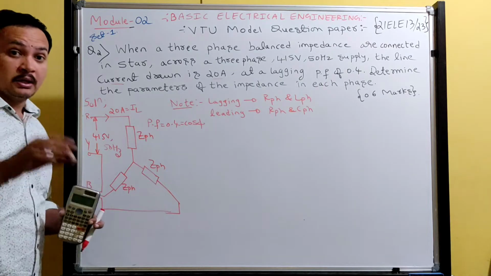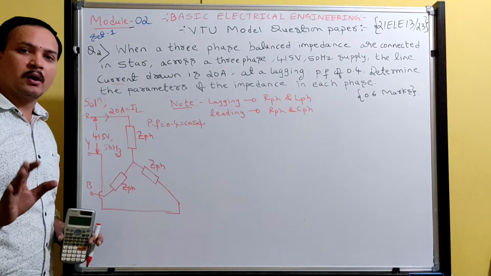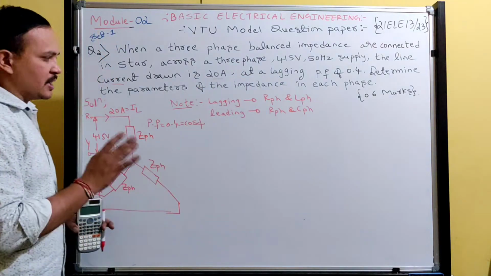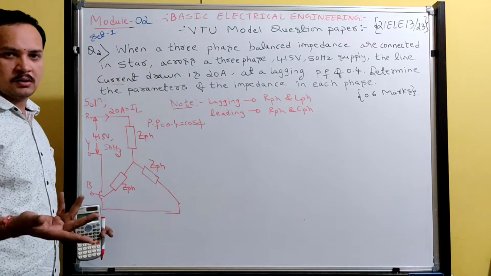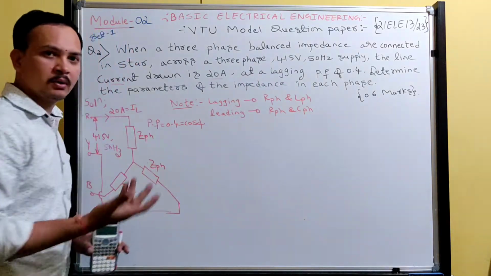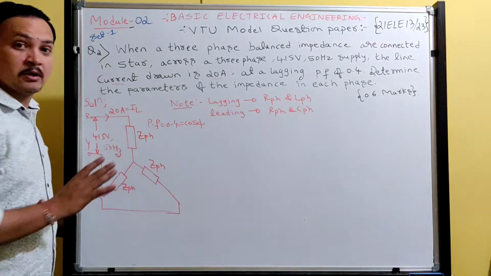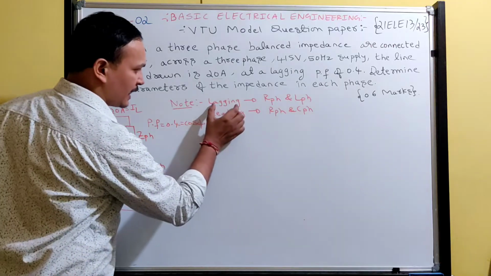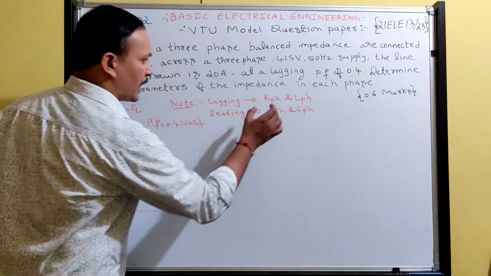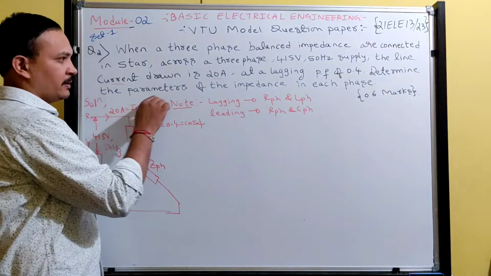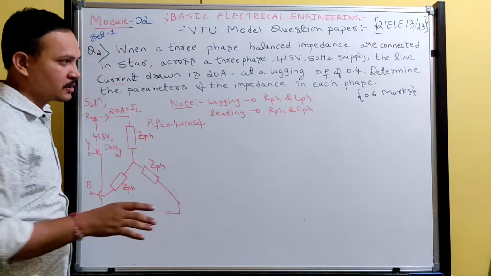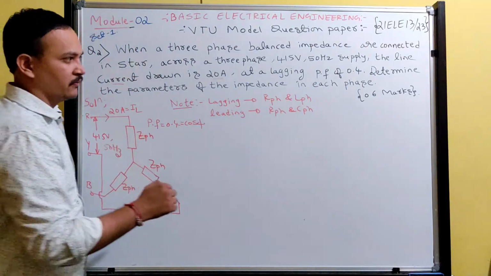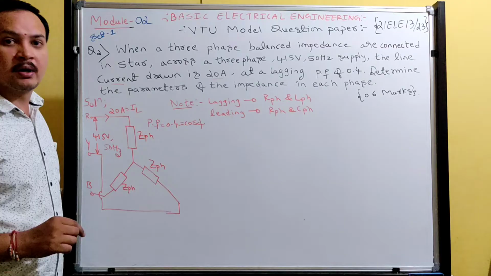Guys, this type of problem is very important. They can ask either leading or lagging, and the same question may come. Don't be surprised, instead of lagging they will put leading. To solve this type of problem, you must remember this note. If in a question they give a lagging power factor, and you have to find the parameters of the impedance in each phase, then whenever the power factor is lagging, you have to find the resistance per phase and the inductance per phase.